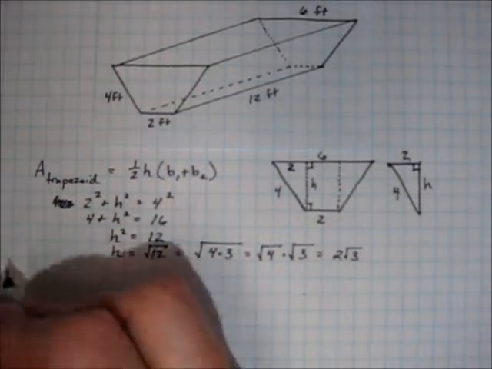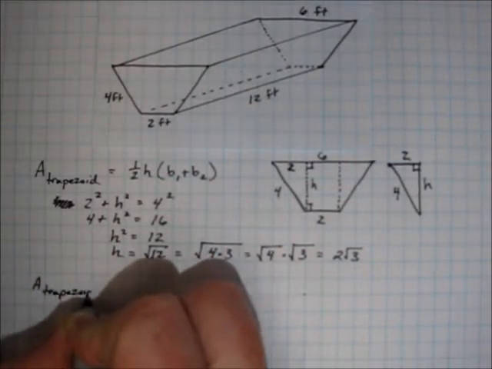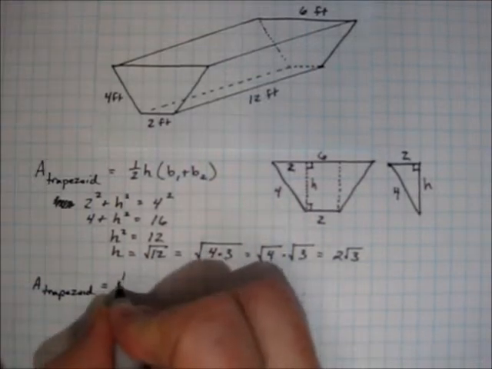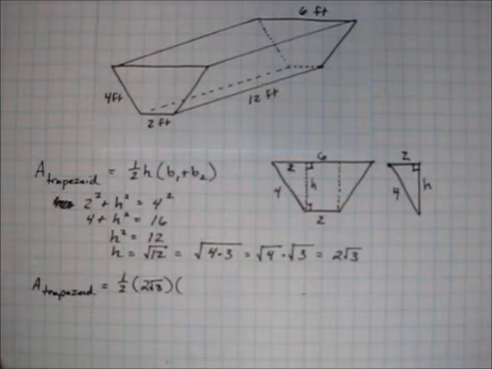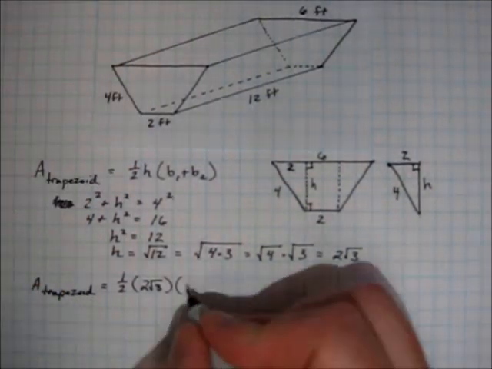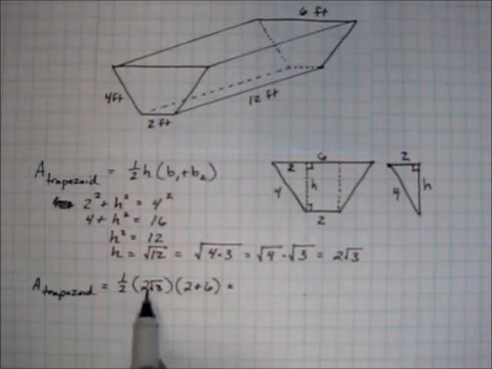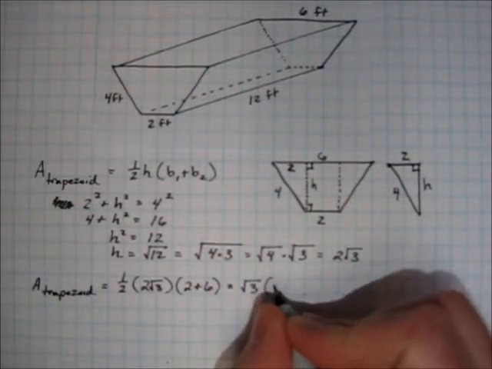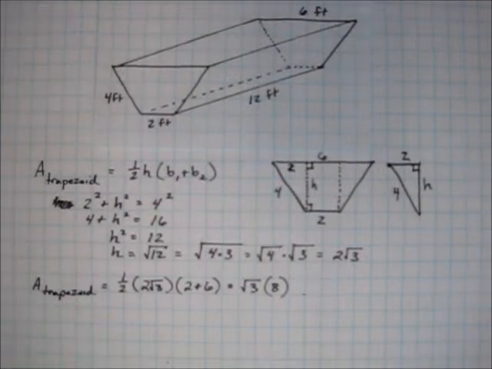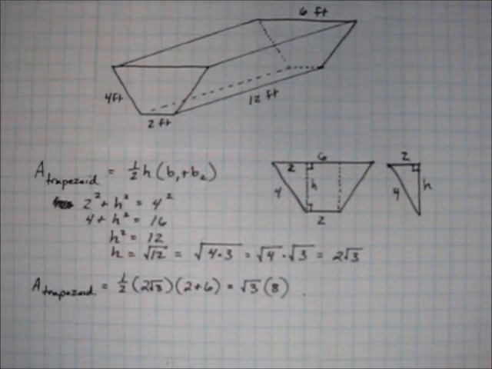So back to the area calculation, if I want the area of my trapezoid, it's 1/2 times the height I just calculated, 2 square root 3, times the sum of the two bases, which we said were 2 and 6. So 1/2 times 2 is still 1, so I just have the square root of 3, and 2 plus 6 is 8. So I have 8 times the square root of 3 being the area of the trapezoidal base.